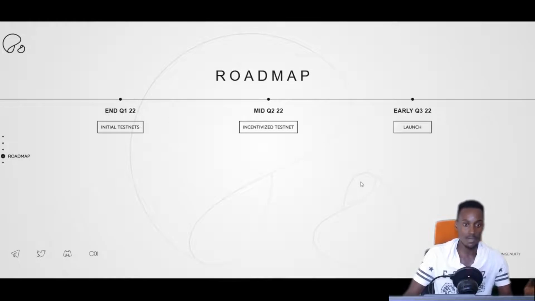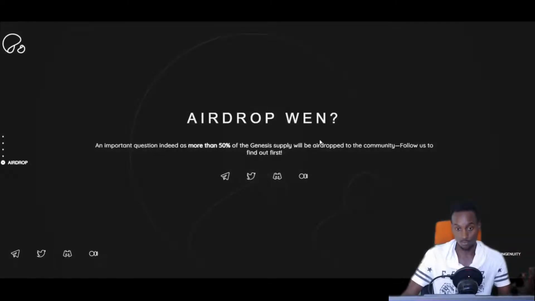And this is their roadmap: end of Q1 2022, initial testnets, and you can see that apparently the two incentivized testnets were concluded by mid Q2. So look out, very soon they'll be launching their actual platform. You want to be there, you want to be the first one there if you want to participate in this.